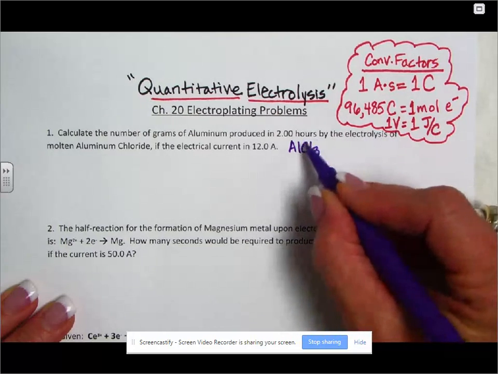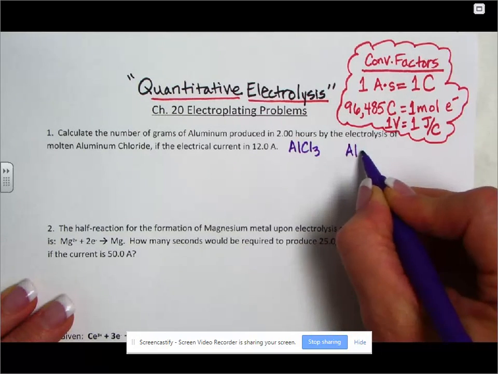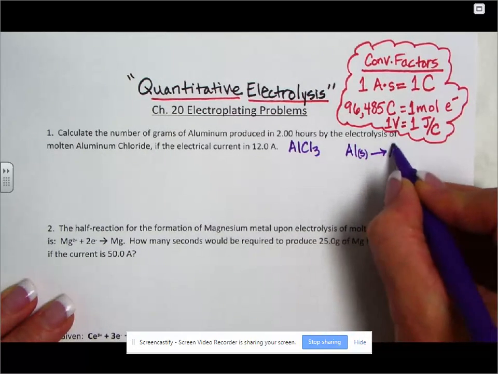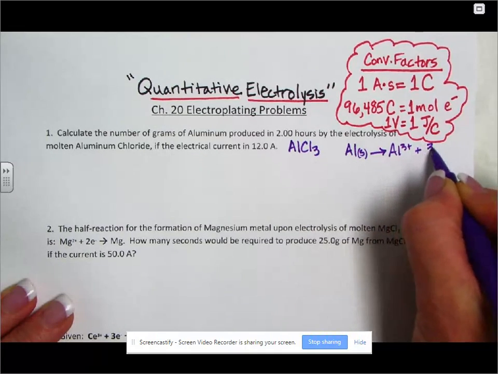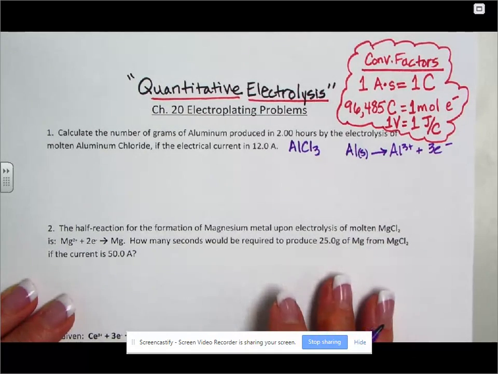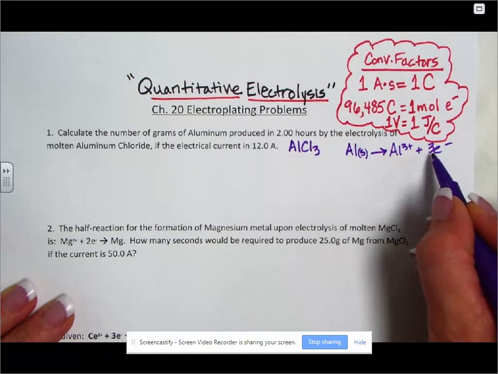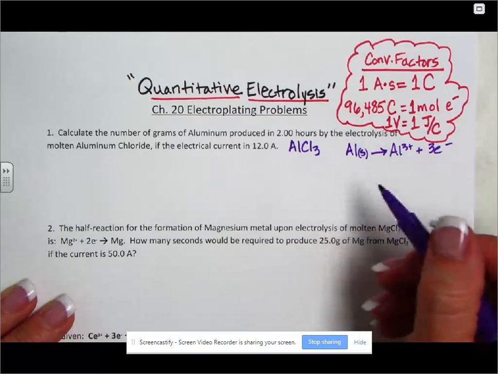So you need the redox reaction, the reaction taking place with respect to the electrons. So if this were to break apart, the metal ion, you could write aluminum solid yields the aluminum 3+ ion plus 3 electrons. So there's your oxidation half reaction. And we need this because we're going to need to relate the moles of electrons to the moles of the aluminum or the aluminum ion.